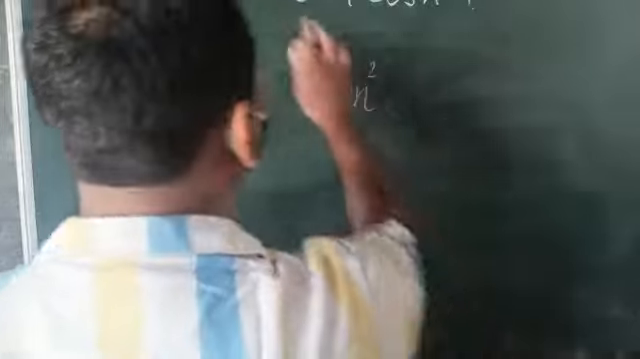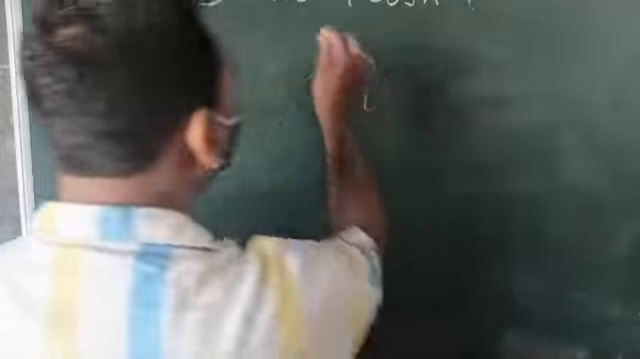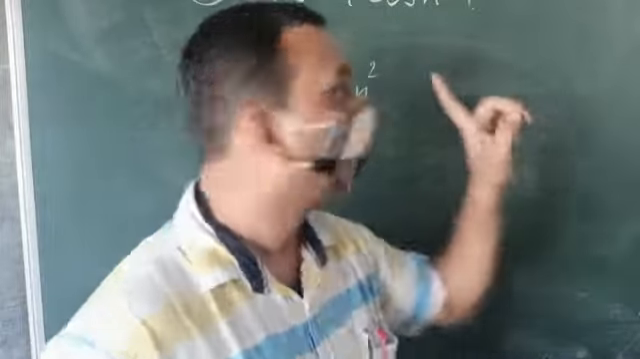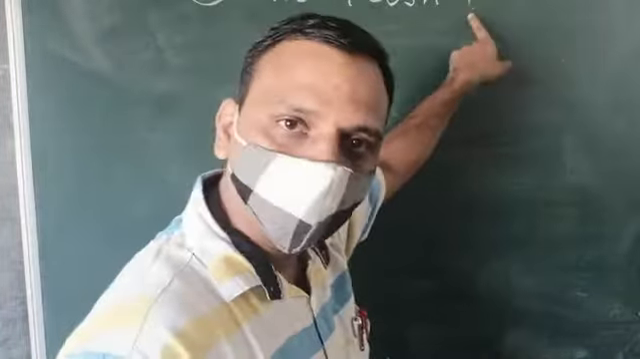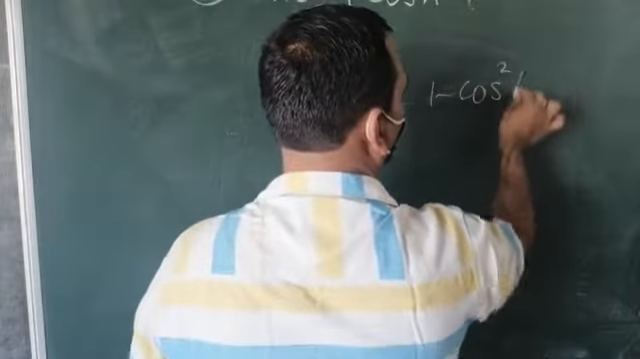And sin square plus cos square equal to what? 1. This is our identity. And it means that from this formula we can make 3 more identities. Sin square plus cos square equal to 1. Sin square equal to what? 1 minus cos square a.